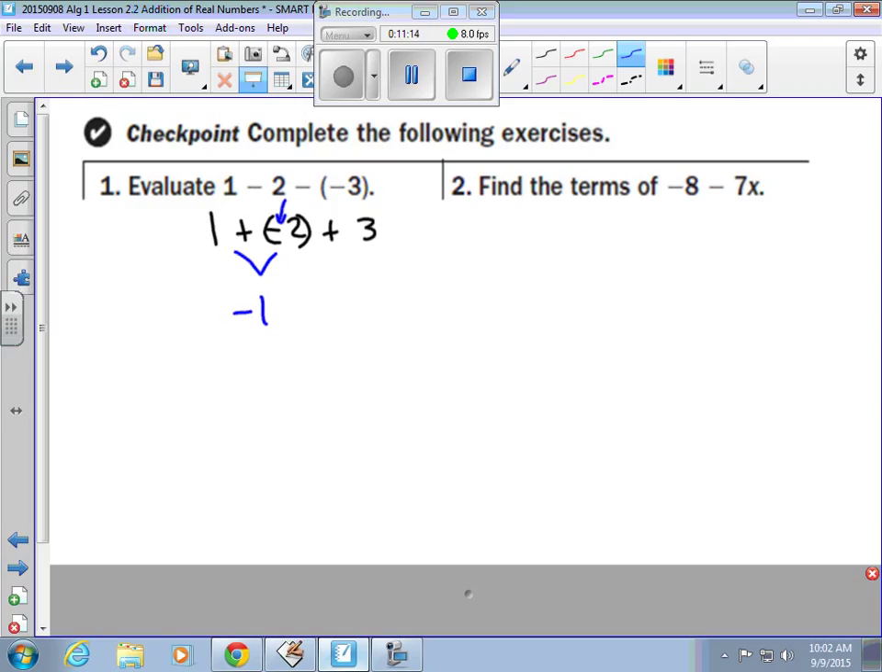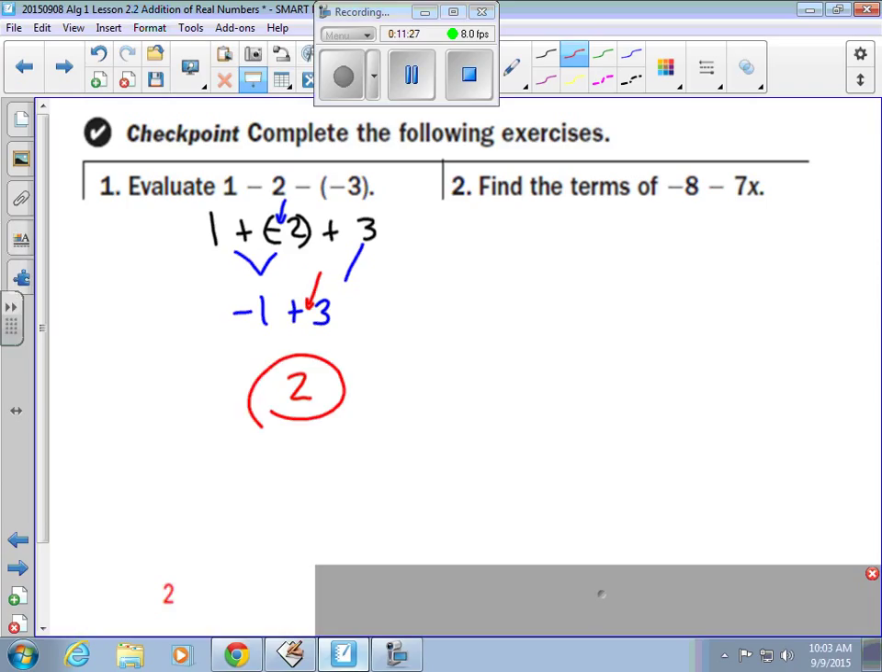Negative 1 plus 3, bring this one down. Opposite signs again. Subtract them. 3 minus 1 is 2. And this one's the larger value now, so you keep the larger sign: 2.